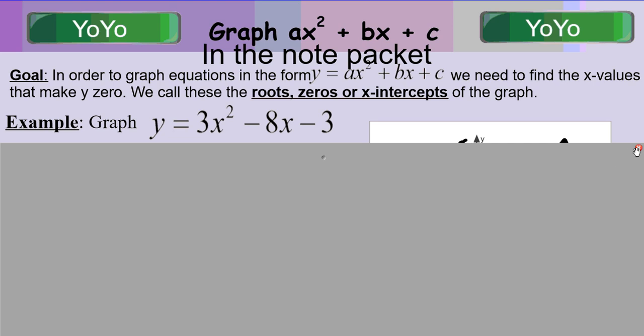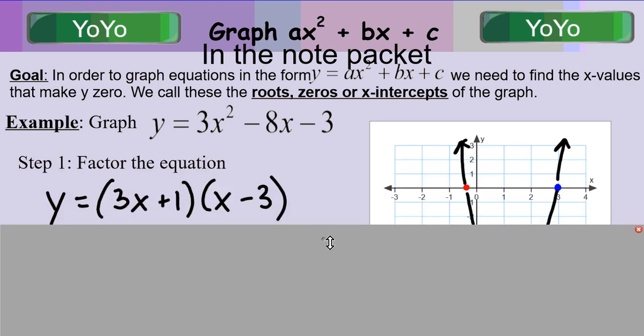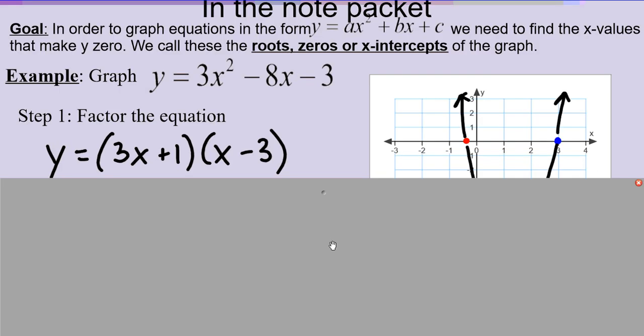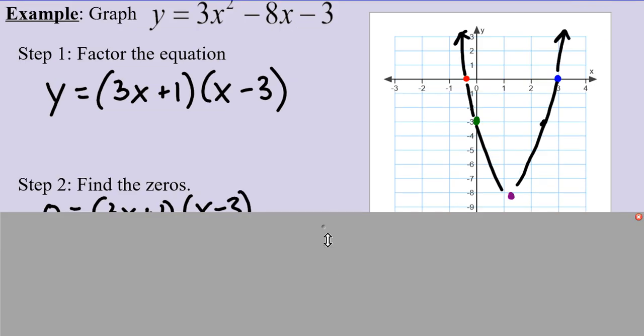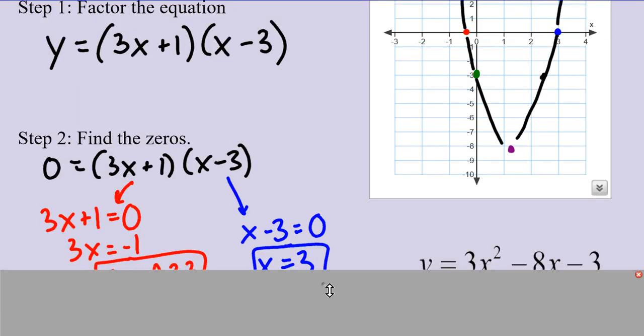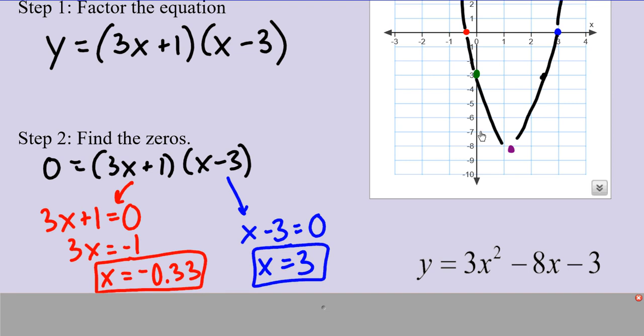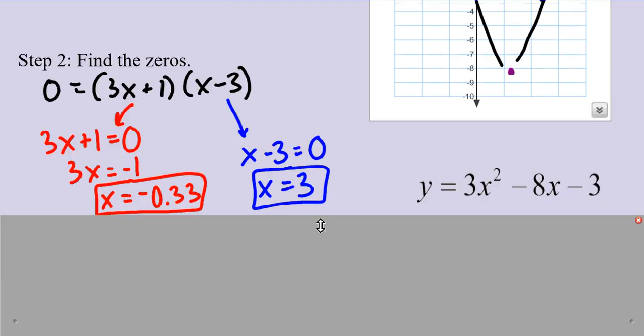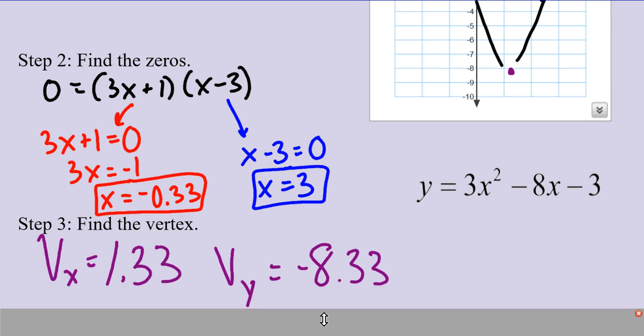Okay, welcome back. Here we go. First thing you need to do is factor it. The factoring is 3x plus 1 and x minus 3. Now I can solve to find the zeros. The two zeros are going to be at negative 1/3 and positive 3, shown right there, red and the blue. The vertex is halfway between those 2 points. Halfway between those 2 points is 1 1/3.